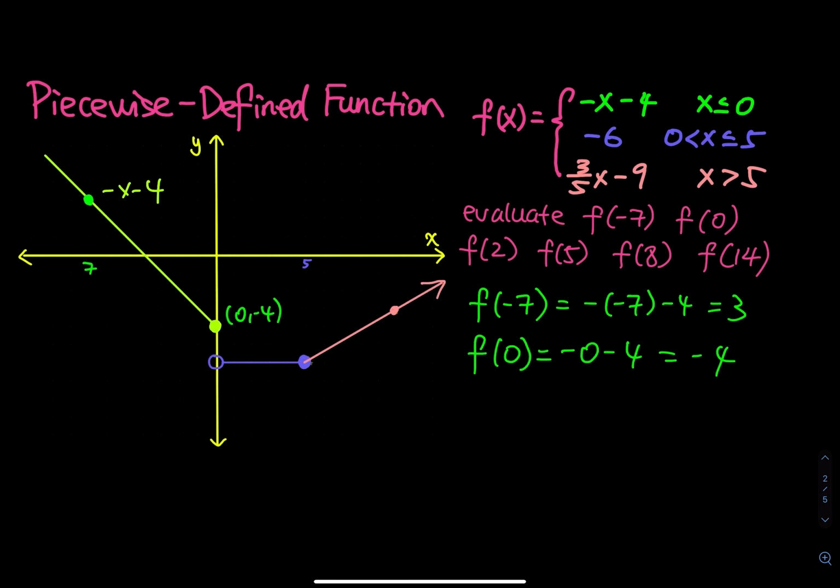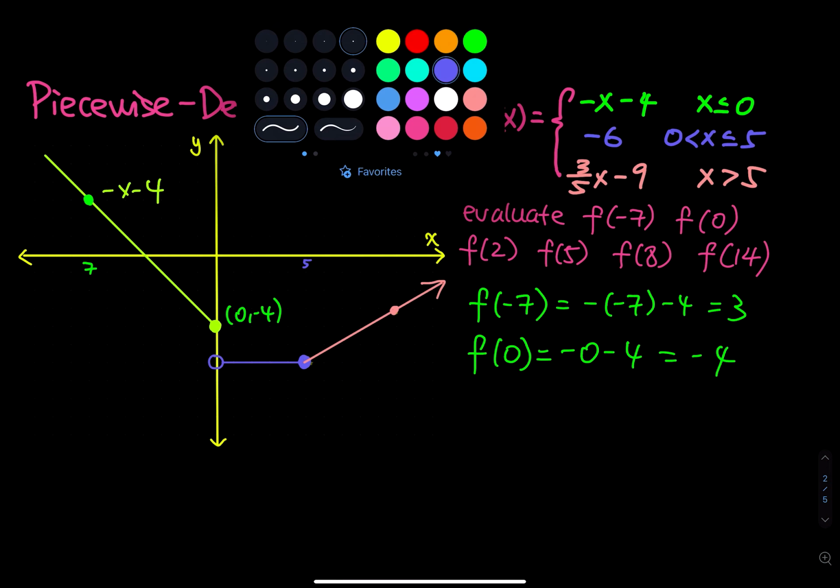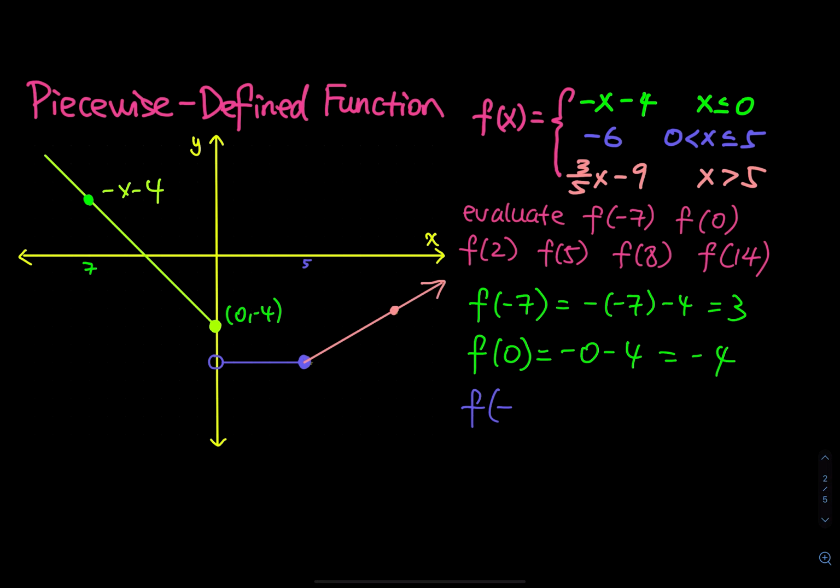And then for the next piece, when x is equal to 2, that falls into the second domain, the second piece. Then we follow the color code. When x is equal to 2, y is just equal to negative 6. So this is y equals negative 6. And then how about 5? 5 is here, right? There is an equal. So when x is equal to 5, y is also equal to negative 6. So this is 5, comma, negative 6.